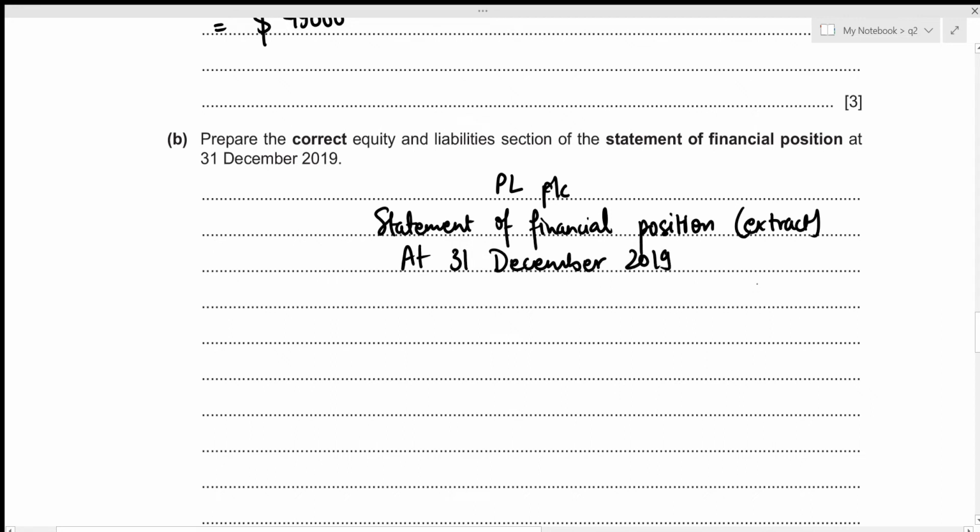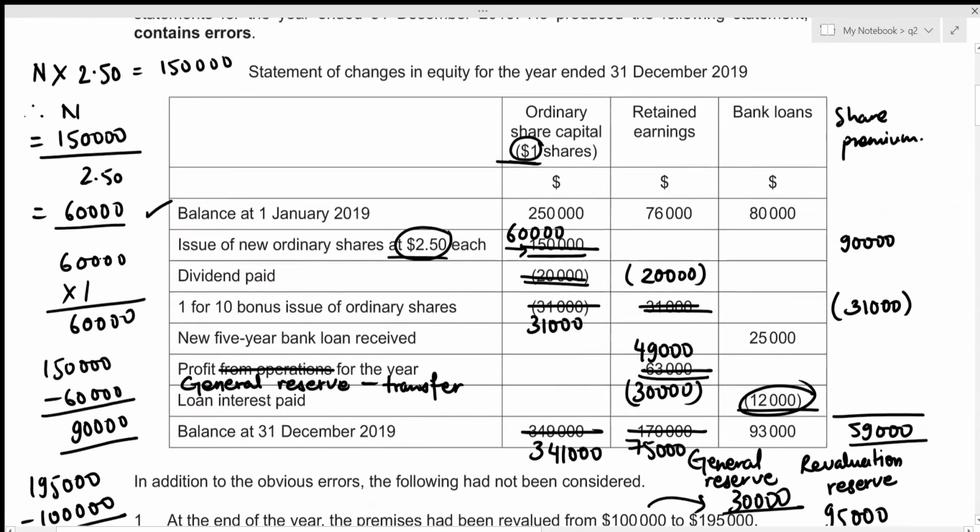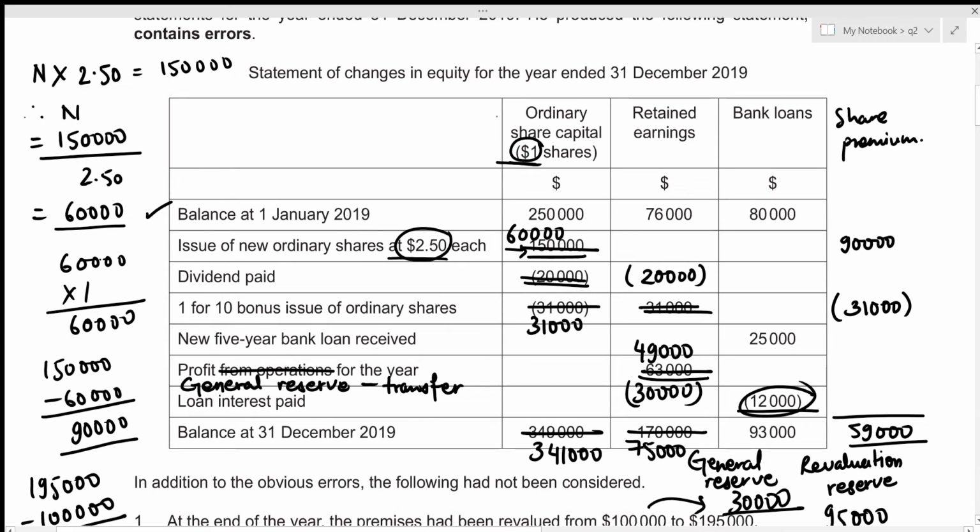Okay, so let's start with our equity section. Let's have a look above. So in our equity, we need to include our ordinary share capital, share premium. Then we had the revaluation reserve. And we also have general reserve. And then finally, we have our retained earnings. So there are 5 headings to be included under equity section.